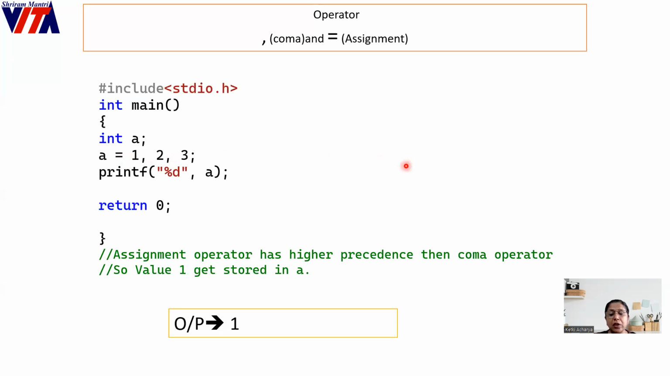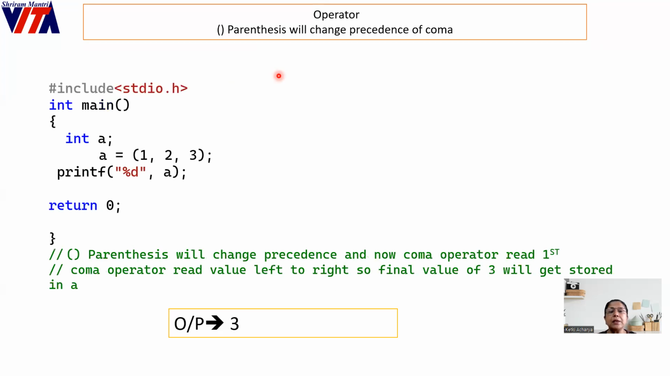Now the same thing will change if you put parenthesis. Parenthesizing your term will change the precedence of comma. In this example, I have declared int a = (1, 2, 3), which I have given a parenthesis. As we know the basic rule, the moment I put parenthesis, the precedence of this side will increase.